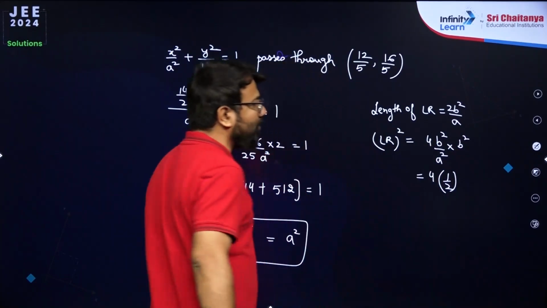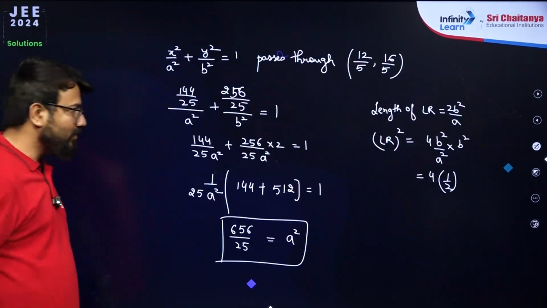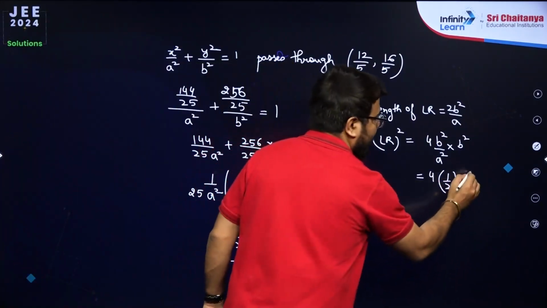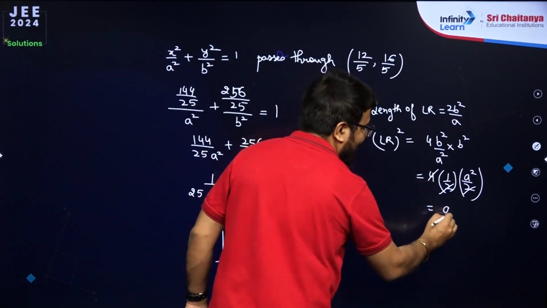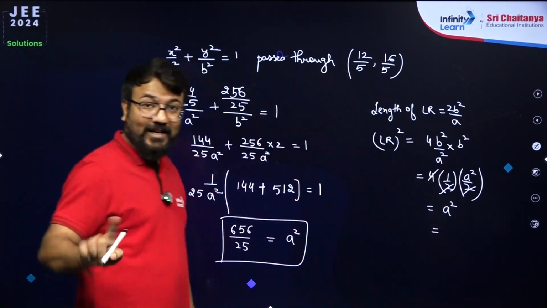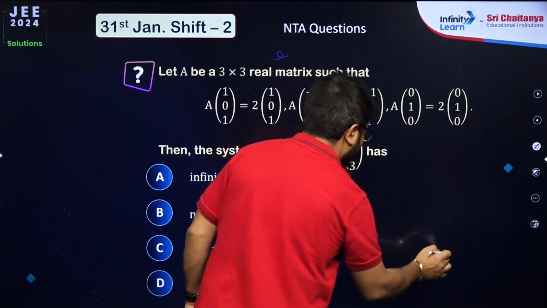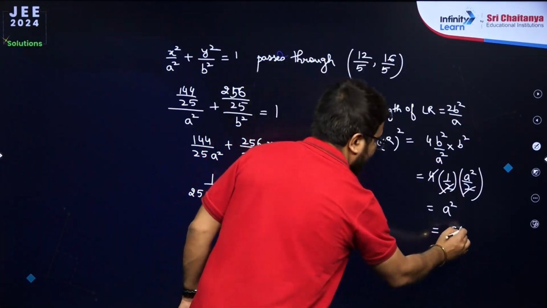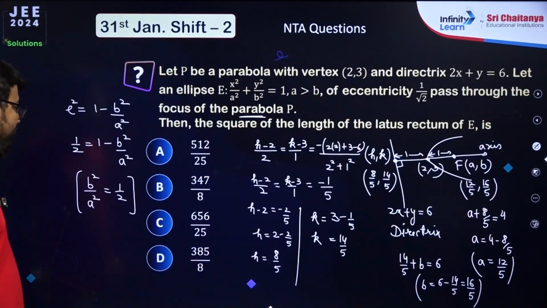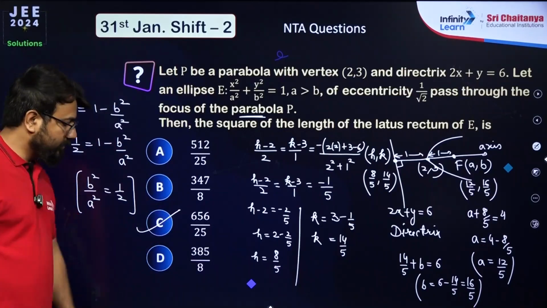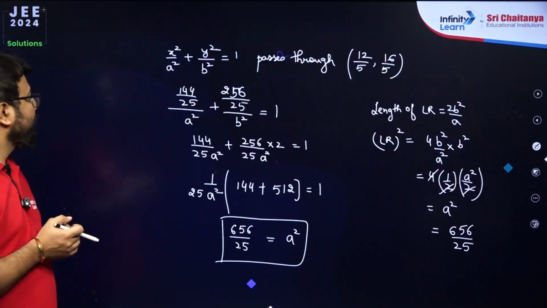And what is the value of b square? So the b square value I know from here, a square upon 2. So let us write a square upon 2 over here. That means these two will cancel and only a square is left. That means the square of latus rectum is a square. So 656 over 25, okay? Just a minute. 656 over 25 is given to us in which option? C option. So C option will be the final answer. I hope you understood this problem. Moving forward to the next one.